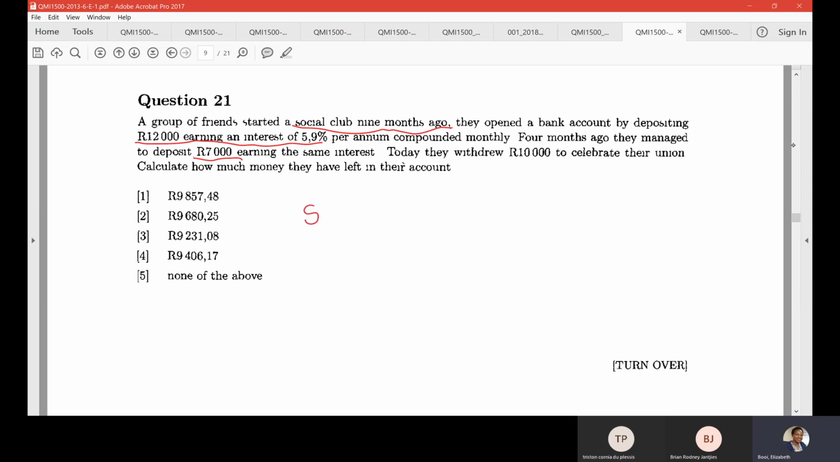You're going to calculate for your 9 months ago, what they've deposited, which is your present value, at an interest of 5.9, which is your R. We will say it's 0.059, divided by compounding periods, which are 12. And our T is 9 months ago. So 1 plus R to the power T.